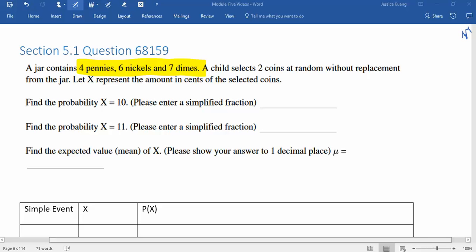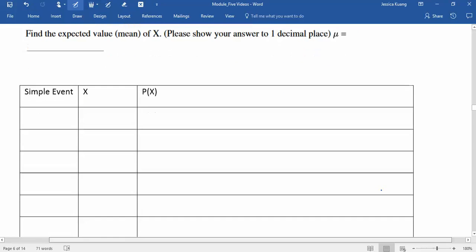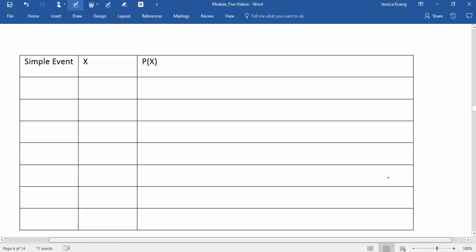So this question is a little bit difficult, so make sure you follow and watch the video carefully and repeat the video if necessary. The first thing we would like to do is to construct a probability distribution table. So when we choose 2 coins at random, a couple things might happen. We could have 2 pennies. In that case, X equals 2 cents.